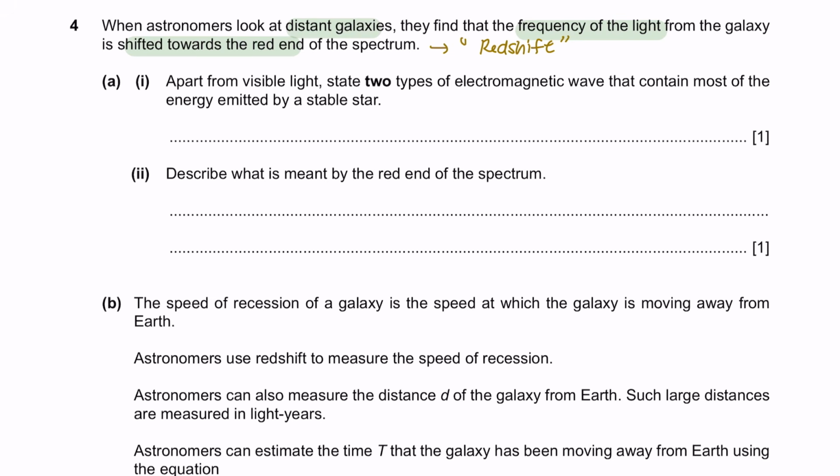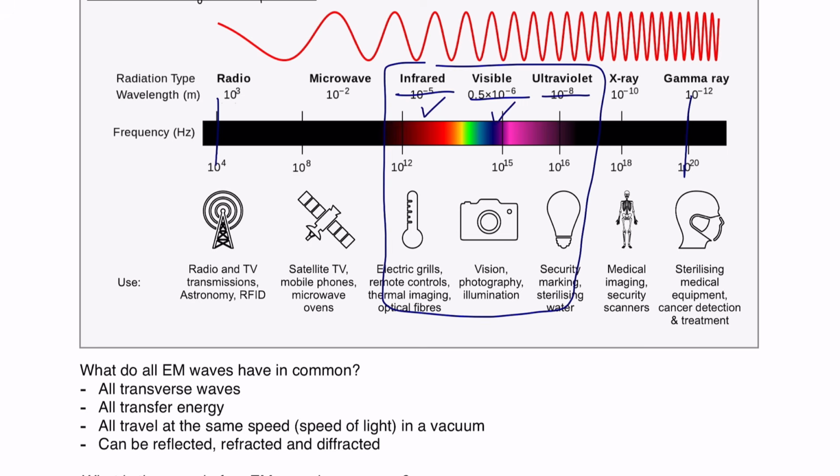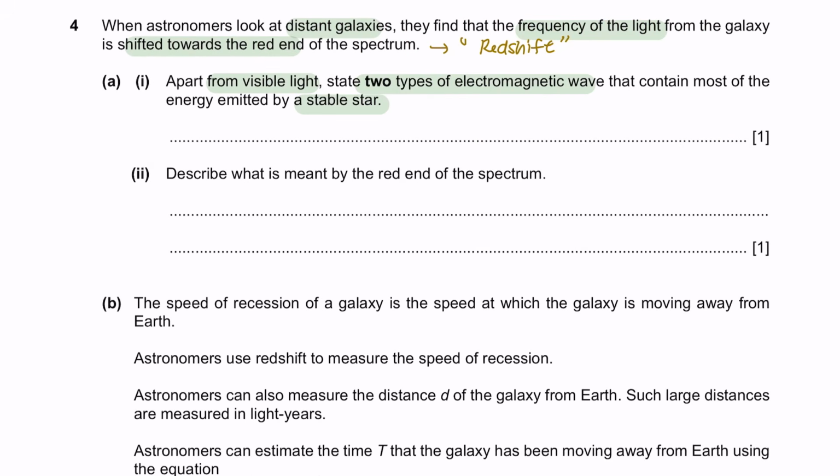Question A, Part 1. Apart from visible light, state 2 types of electromagnetic wave that contain most of the energy emitted by a stable star. So we went through this from one of the MCQ questions. It will be infrared, visible, and UV. So you can write any of these two.